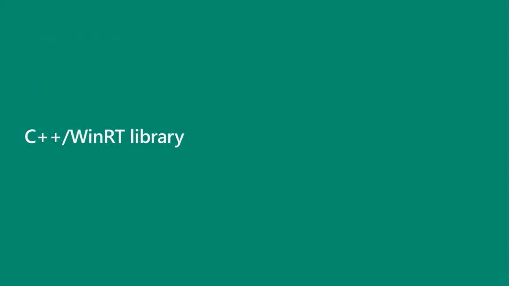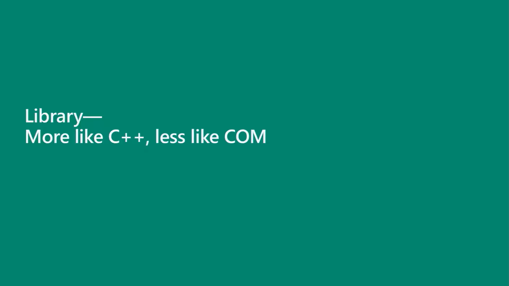What I want to do now is go a little bit of a deep dive into the C++ WinRT library itself and show you now some of the things that you can take advantage of directly in your code as we explore the C++ WinRT library. So first up, more like C++, less like COM. This is something that's driven me throughout the design of this project to make you able to write C++ code instead of a lot of very Windows-specific COM code.